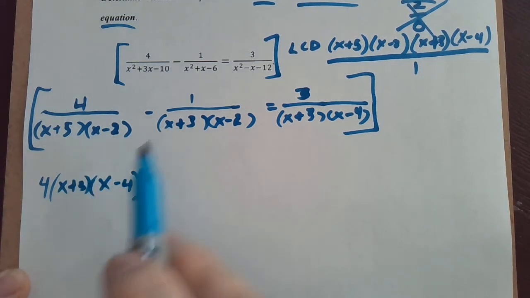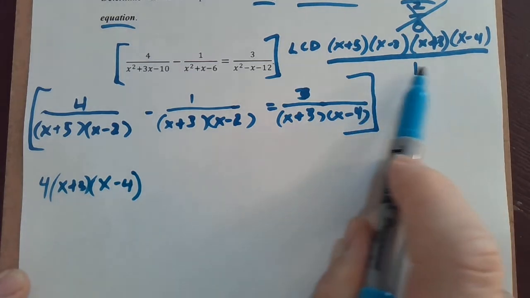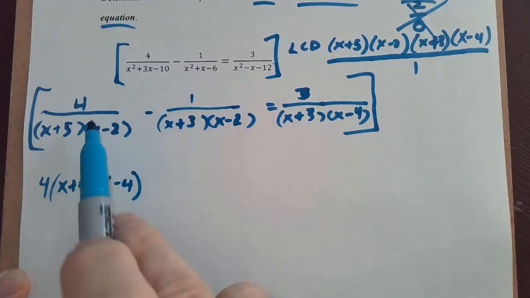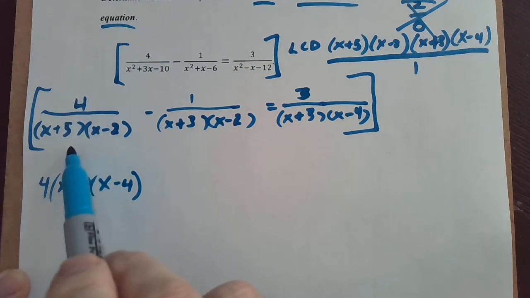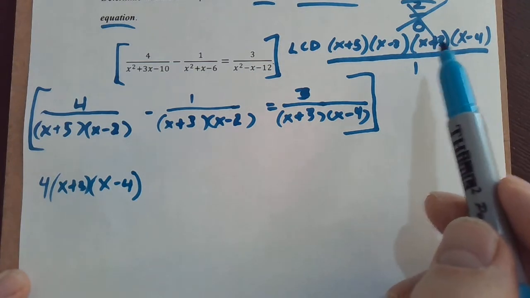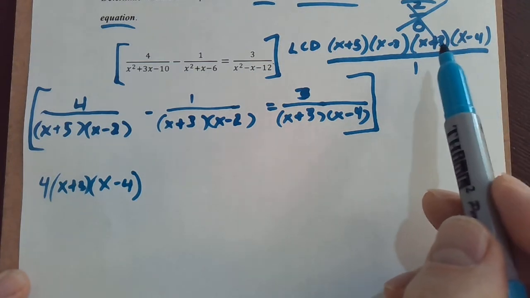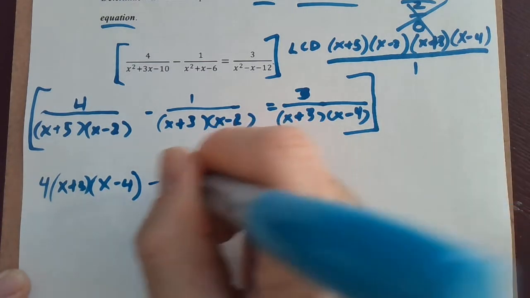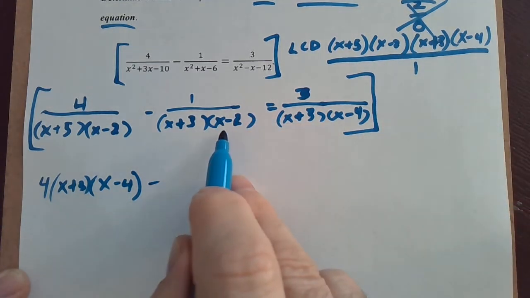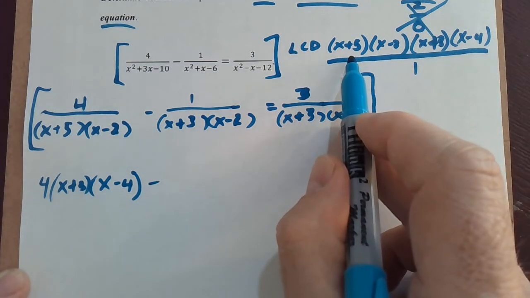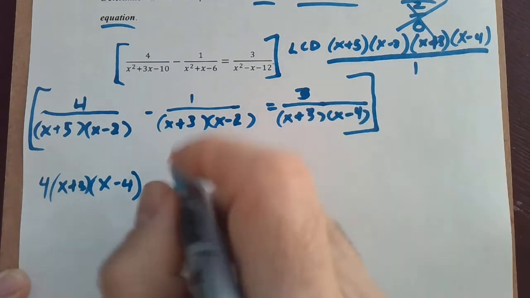That's again what we get when we multiply the LCD, this whole term, four factors multiplied together. When we multiply it by this fraction, these two of these factors cancel out and leave us with the 4 on top and the remaining two factors that did not cancel. Minus. Let's see, the x plus 3 and x minus 2 are going to cancel out. 1 times x plus 5, x minus 4.